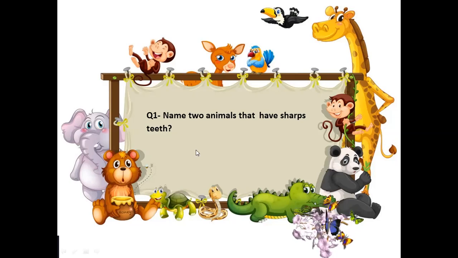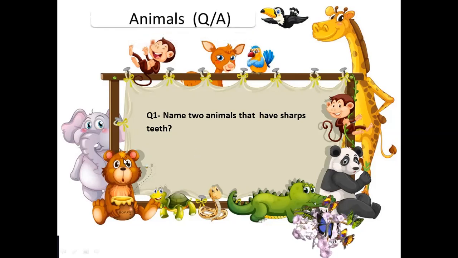The first question of this chapter is, name two animals that have sharp teeth. Lion and cheetah have sharp teeth. You can also write any other animal that has sharp teeth.